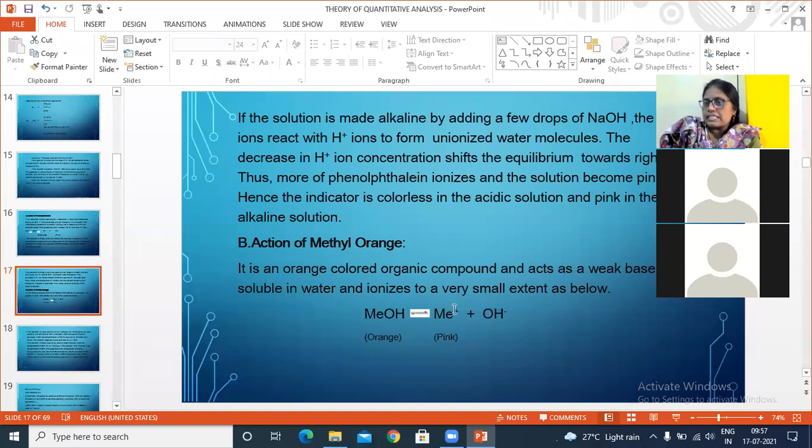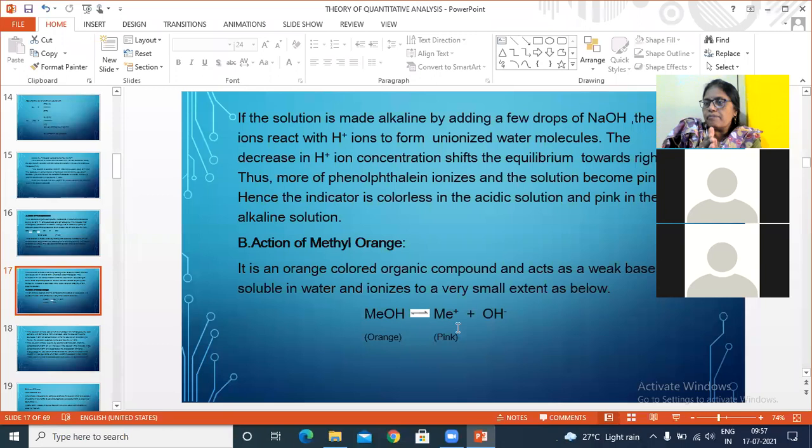In this stage, methyl orange has a pink color. So in acidic medium, methyl orange is pink in color. That is, dissociation is favored and the Me plus ions increase, the forward reaction is favored, the equilibrium shifts to the right side. So the color of the Me plus ion is what we can observe in acidic medium. That is if it is in the acidic medium. Then what about the basic medium? Exactly the opposite.